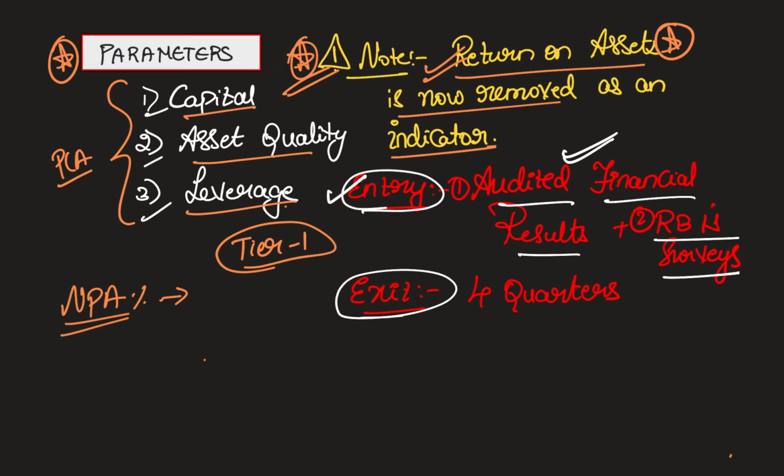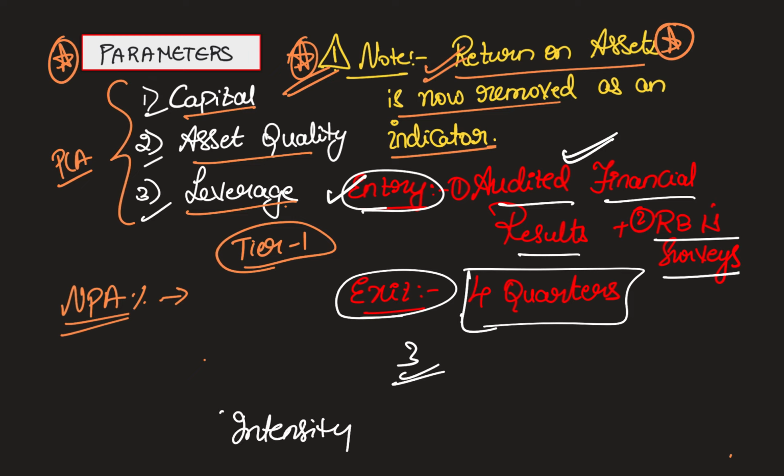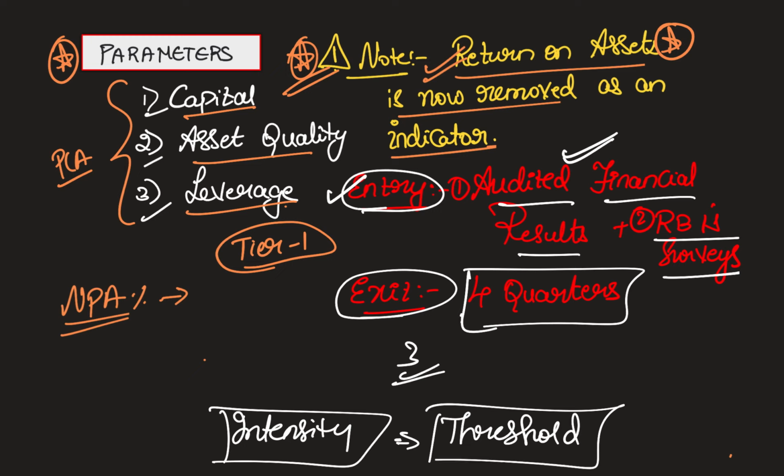If the bank wants to exit this PCA, continuously for these three parameters, 4 quarters of performance must be exhibited by the bank or the NBFC. Here again, you have to remember the intensity of the strictness or the intensity of the regulation depends on something called the threshold level. Now, it is not important to remember at what threshold what happens, because it is too specific.